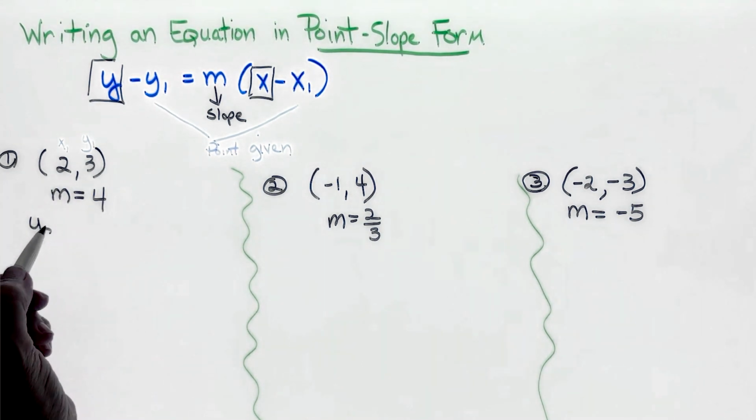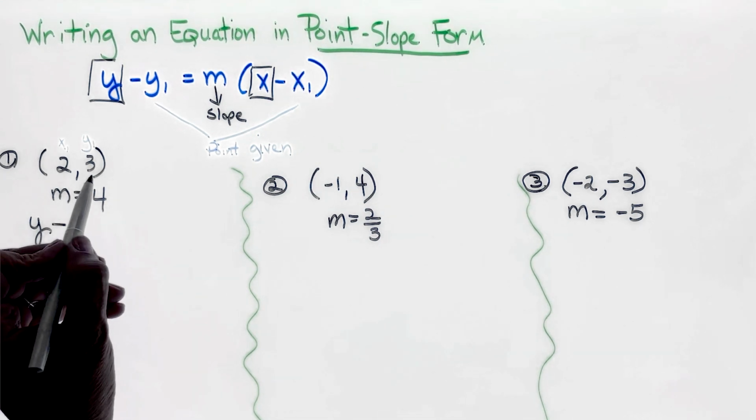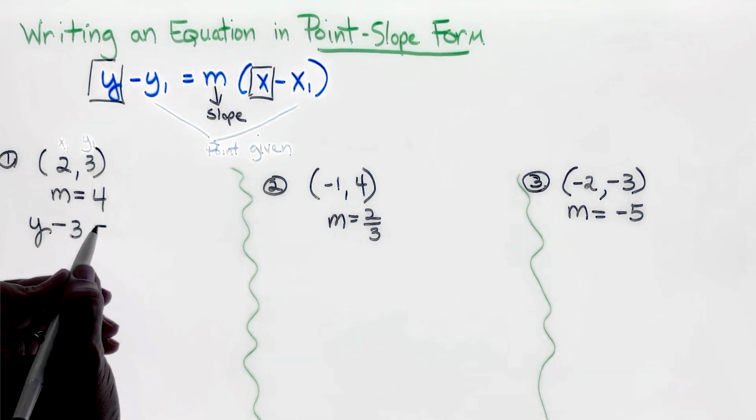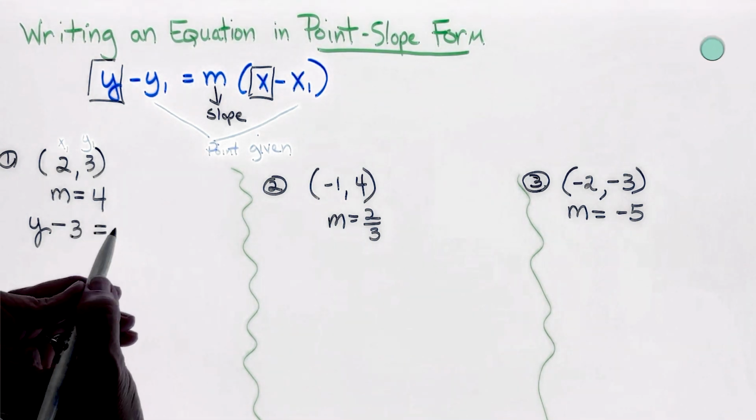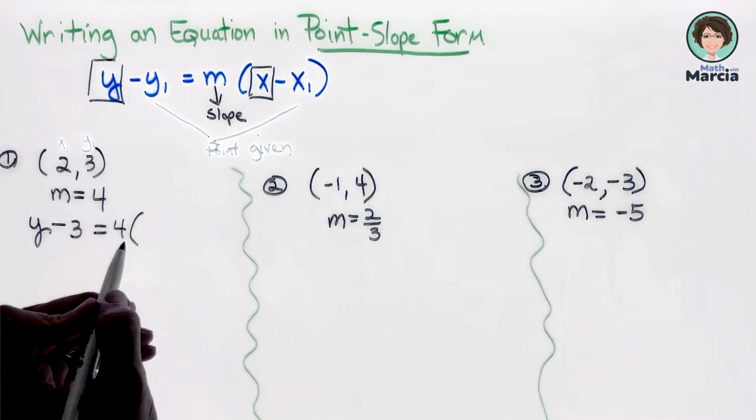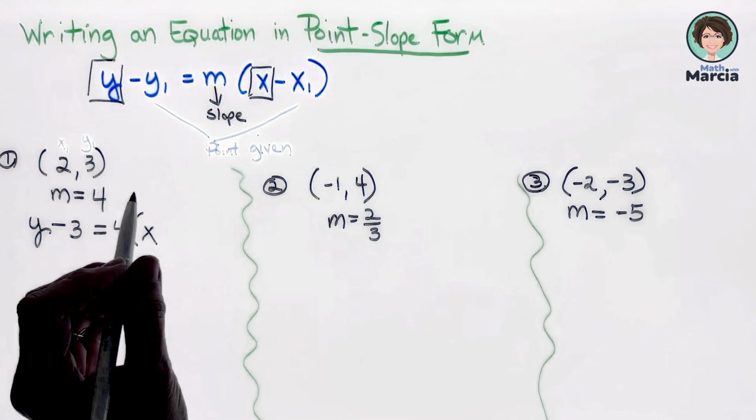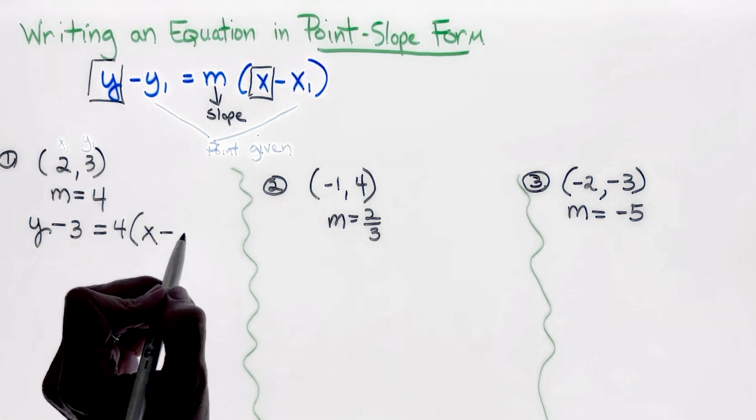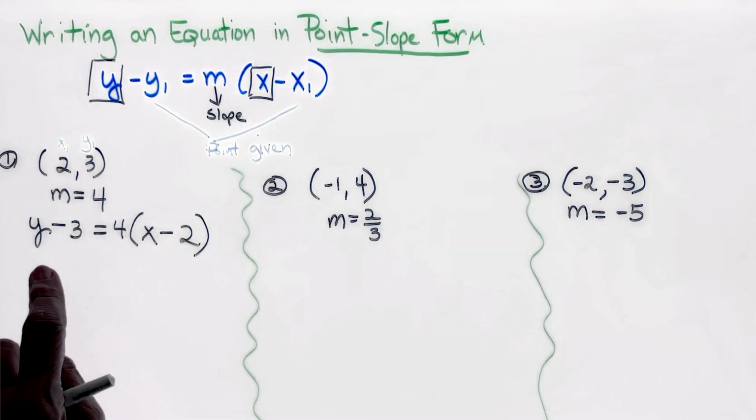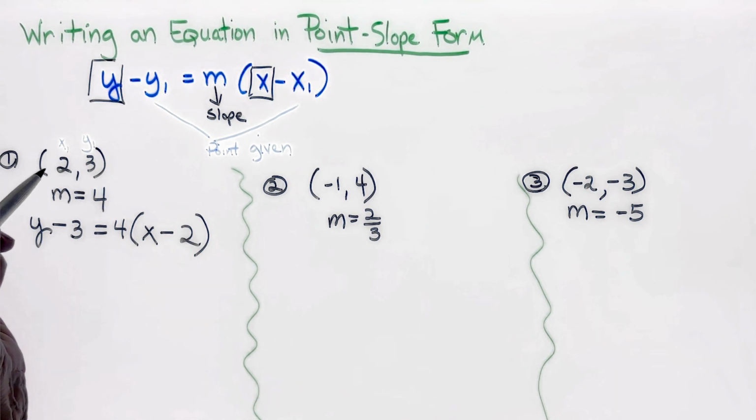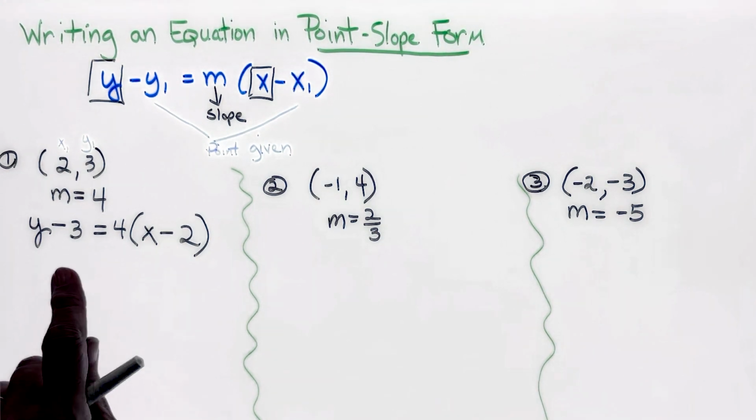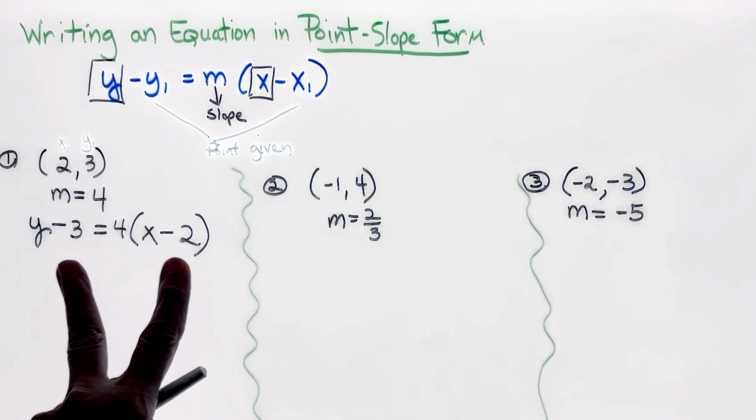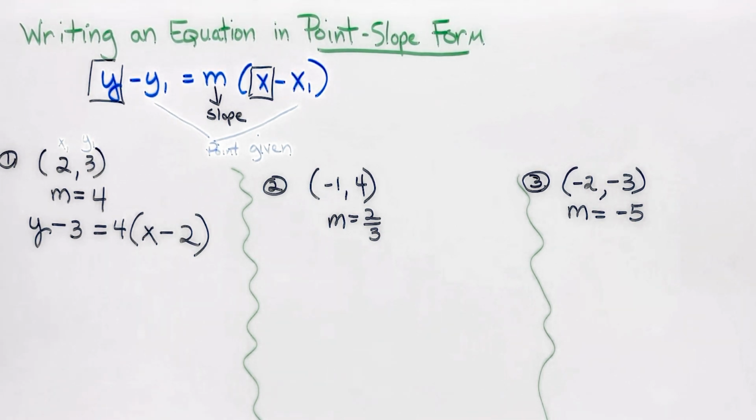So here's my y minus, and here's my point, 3, is equal to, the slope is 4 times the quantity. My x must be there. And notice it's minus my x1, which is a 2. So when both of your points are positive, your x value and your y value, what's going to happen is you are going to have 2 subtraction signs. So this is the equation in point-slope form.